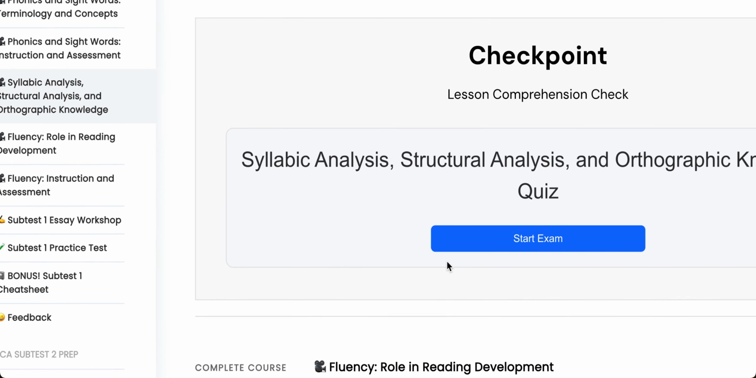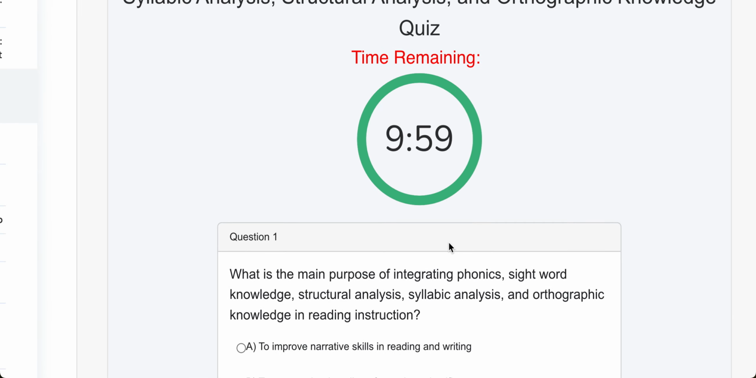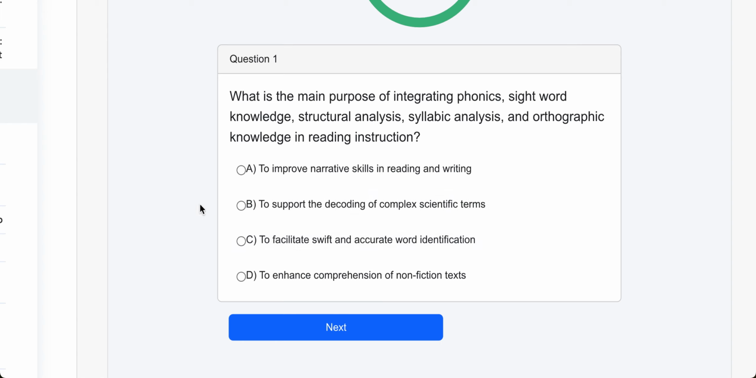All right, without further ado, I'm going to be reading these questions. We've got 10 questions, 10 minutes, and what I want you to do is pause the video if need be. You'll read the answer options and engage your own brain to check your understanding for this chapter. So, here we go. What is the main purpose of integrating phonics, sight word knowledge, structural analysis, syllabic analysis, and orthographic knowledge? Remember, orthography means spelling in reading instruction. Go ahead, take a moment, pause the video if you need, and find the best answer here.